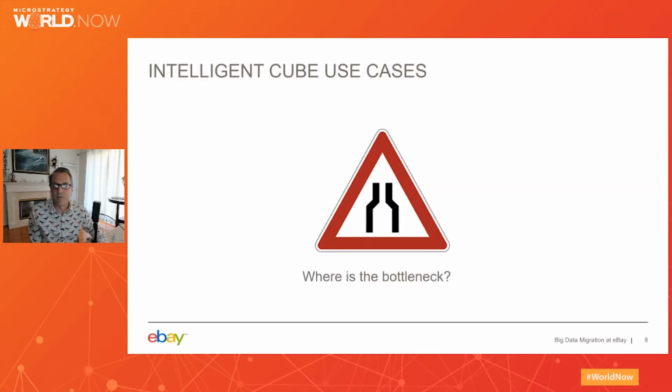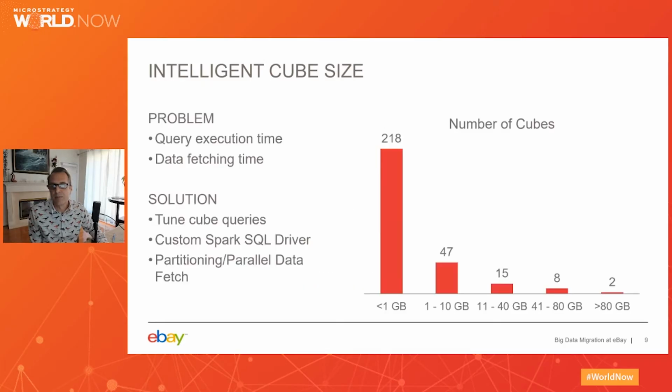First, ask yourself, where is the bottleneck? Regardless of the data source that you're connecting to, you will be faced with these same bottleneck questions. This is how our cubes break down in size. The majority of cubes are data sets less than 1 gigabyte. Of the 290 plus cubes, 2 are greater than 80 gigabytes. Data fetch times for larger cubes were a problem for us.